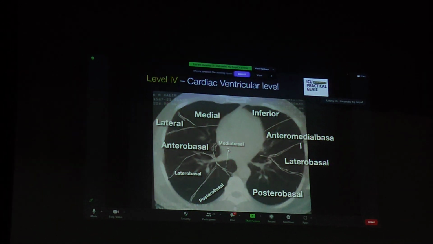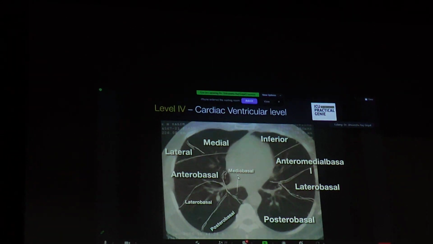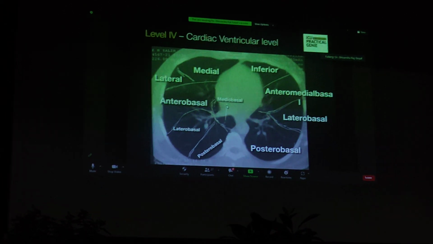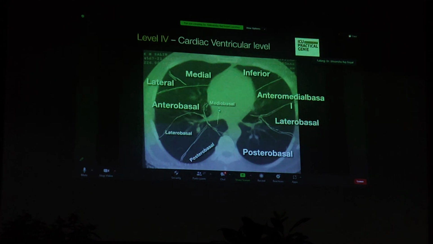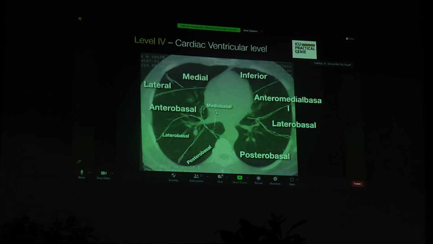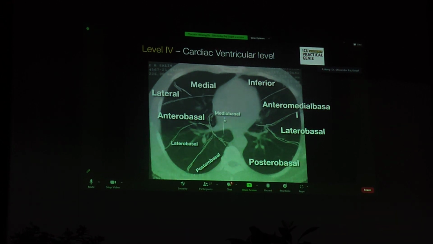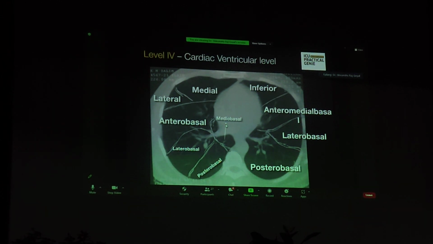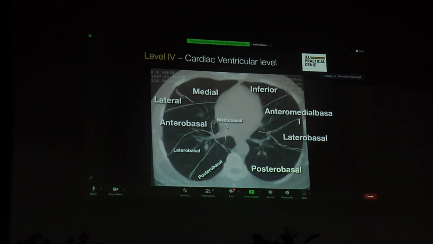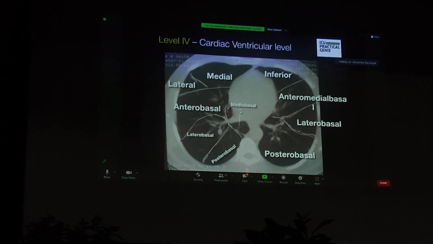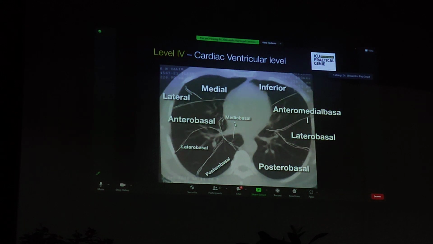Cardiac ventricular level. At the cardiac ventricular level, the upper lobe is completely gone. You are left with the medial and lateral segments of the middle lobe and all the segments of the lower lobe: anterior basal, lateral basal, posterior basal, and a very, very small medial basal. Similarly, on the left side, you see the inferior lingula, along with the anterior medial, lateral, and posterior basal.